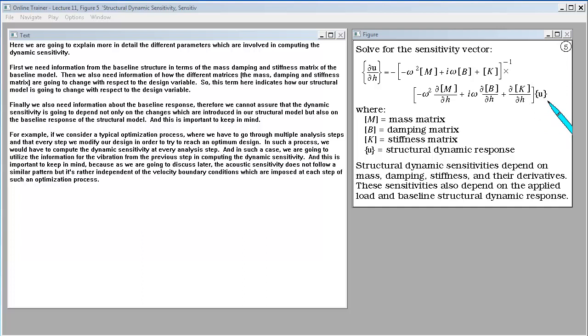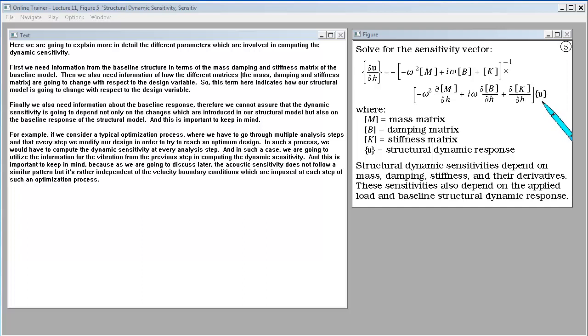So this term here indicates how our structural model is going to change with respect to the design variable. Finally, we also need information about the baseline response. Therefore, we can notice here that the dynamic sensitivity is going to depend not only on the changes which are introduced in our structural model, but also on the baseline response of the structural model. And this is important to keep in mind.